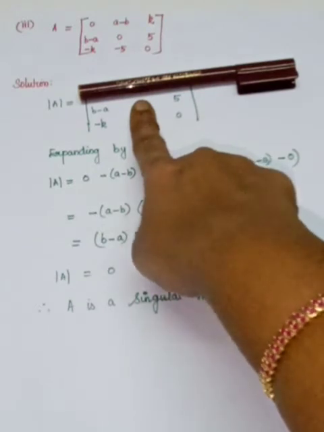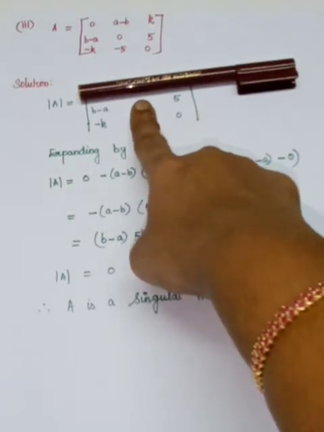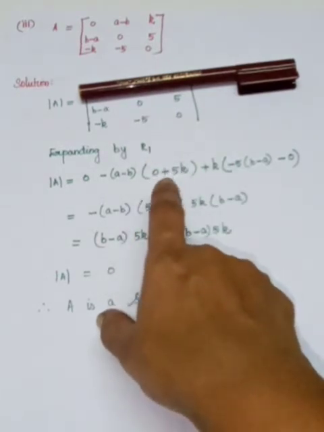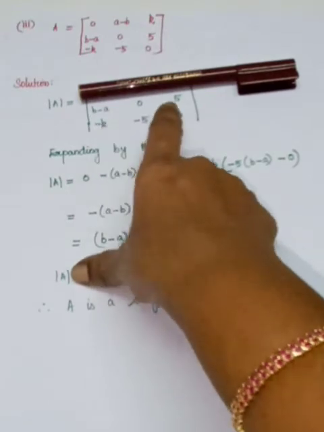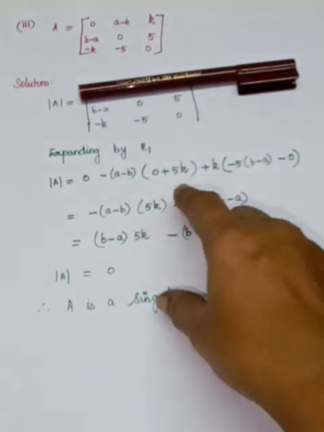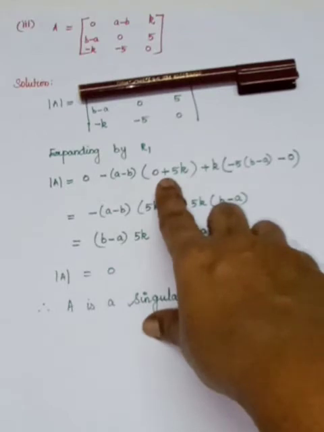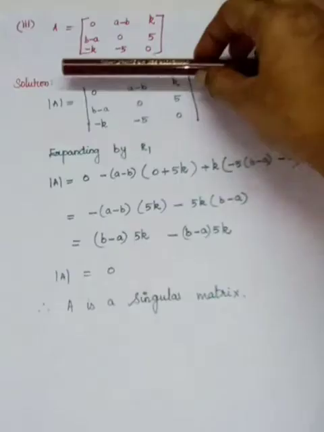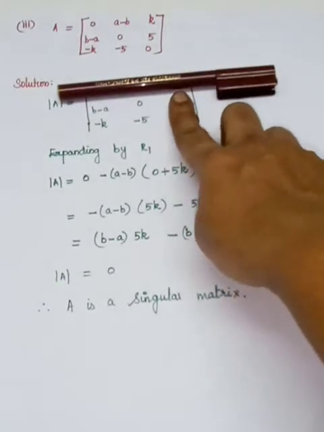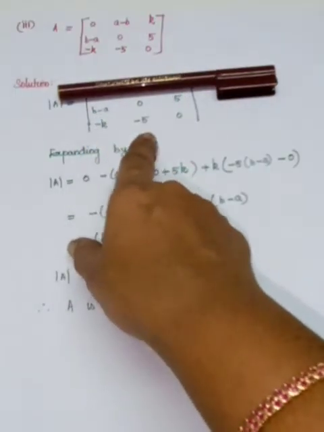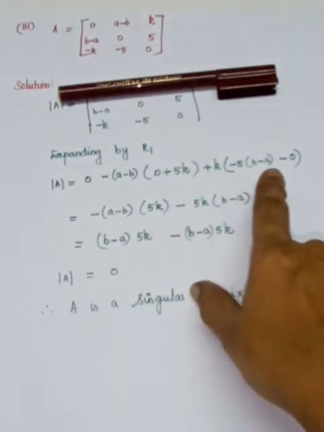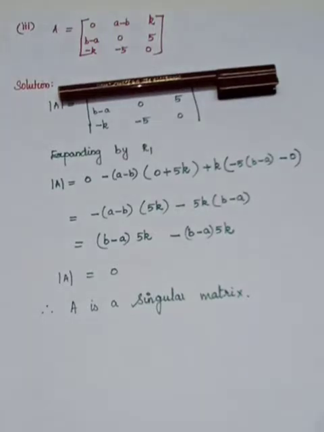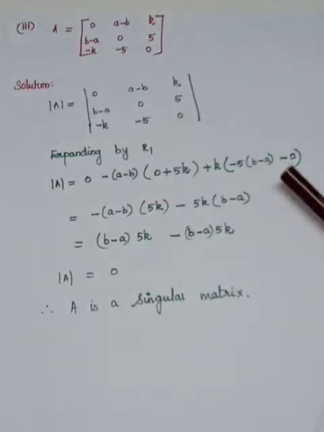So what is remaining? Here you will have B minus A. So B minus A into 0. That is 0. In between you have to write minus. Okay, minus K into 5 is minus 5K. Already one minus is there, so it will become plus 5K. And you have to write the third element K. So delete the first row and the third column. So when you multiply it as minus 5 into B minus A, minus K into 0 is 0. So you will get this answer.